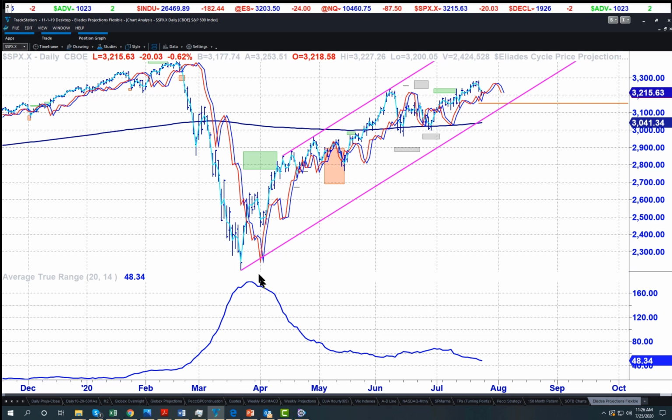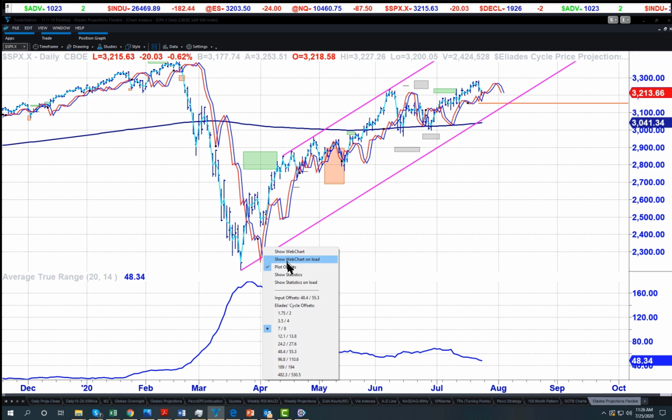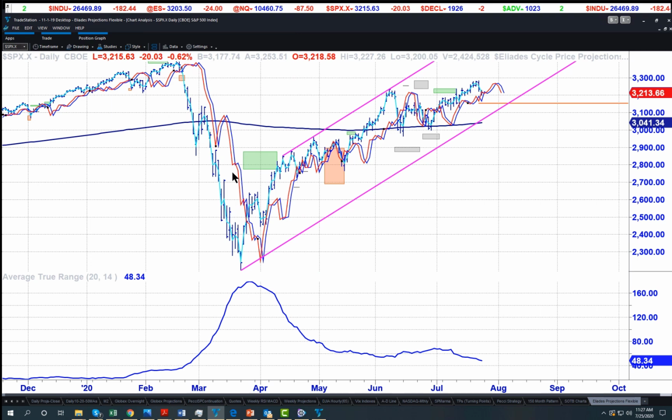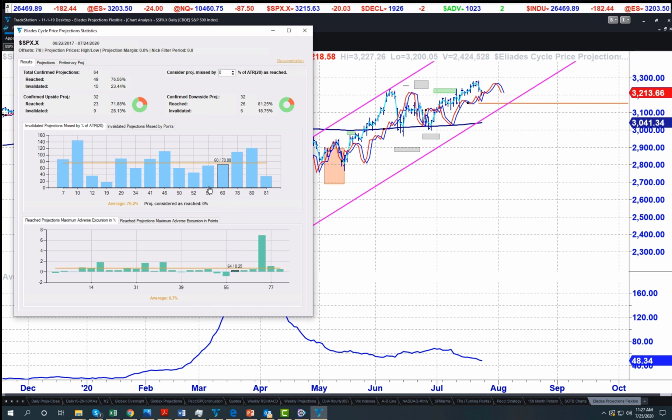Bring up your statistics box once again. And again, let me talk about this glitch where we say to show the statistics, they'll pop up momentarily and go away. Just go down to this second TradeStation icon and click on it. It'll bring up the stats again. Okay, so now these are 1, 2, 3, 4, 5, 6, 7, 8, 9, 10, 11, 12, 13, 14, 15 bars here. Look up here. There were 15 invalidations of projections out of the 64 that were given. 49% were met, 15 were invalidated.